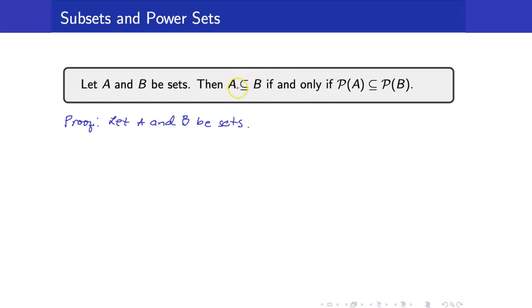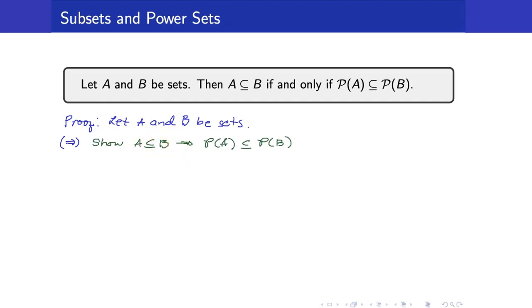This direction, A subset of B implies this one. In the other direction, if this is true, then this must be true. I will prove this direction. So that is, we want to show that A is a subset of B implies that the power set of A is a subset of the power set of B. I am using the green part here just to give you a guide of what I am doing, but this is not a part of the proof. This will give us the structure of our proof.